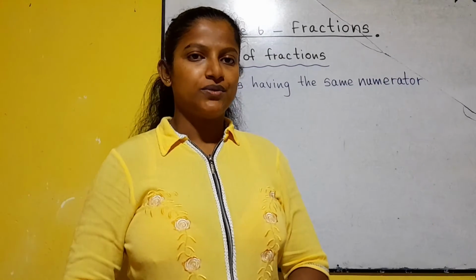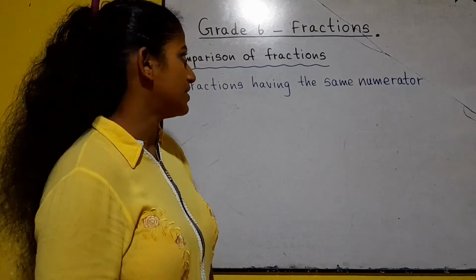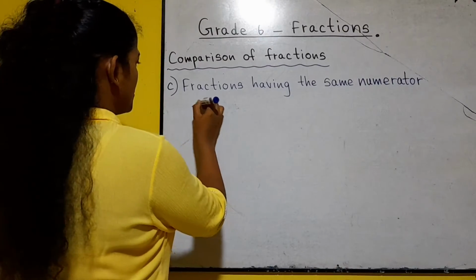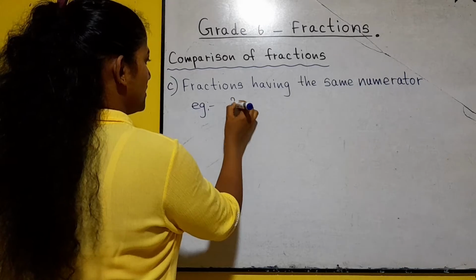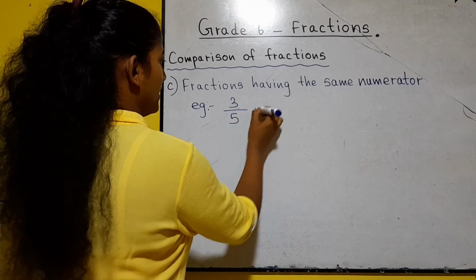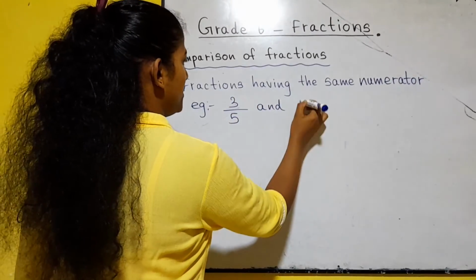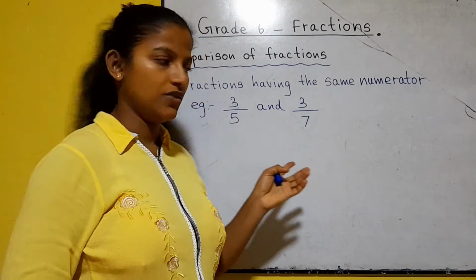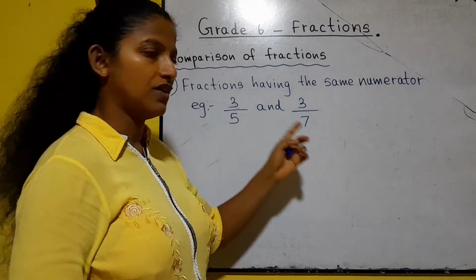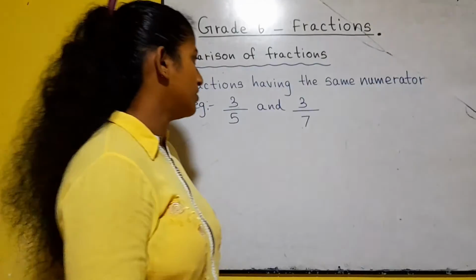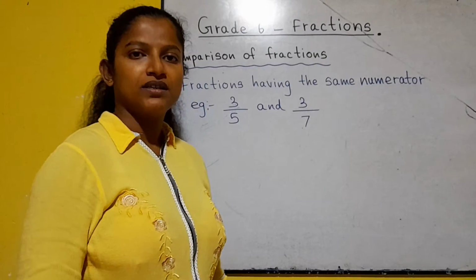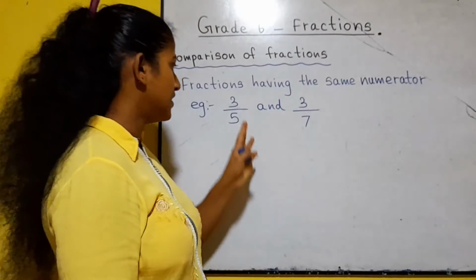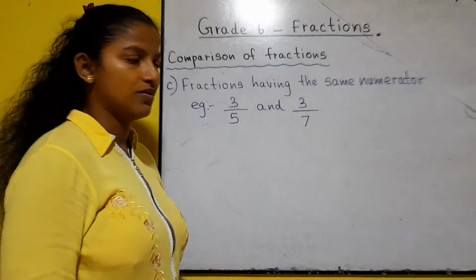Now we are going to discuss fractions with the same numerator. I am taking these two fractions, 3 over 5 and 3 over 7. Only the numerators are equal here. Denominators are 5 and 7. So we have to consider each unit fraction in these two fractions. The unit fraction here is 1 over 5.